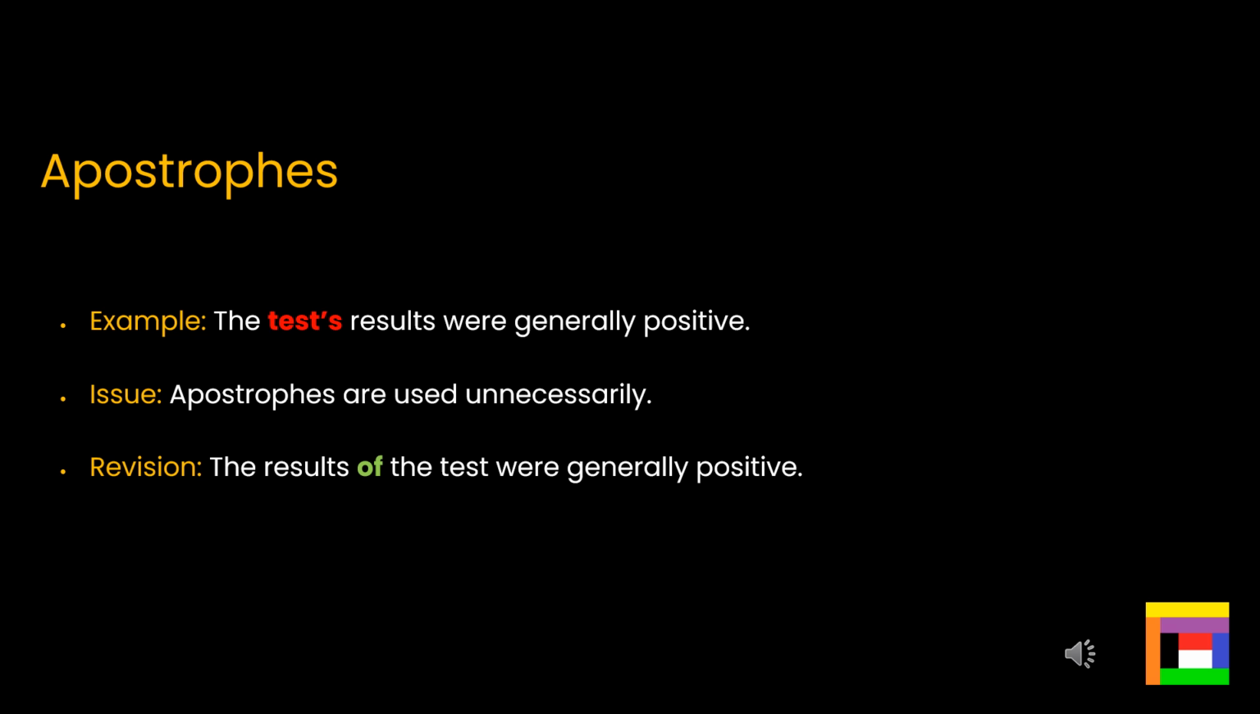And in this case, if we look at the example, the test's results were generally positive. Here it's showing possession, and in fact, we can just reverse the order of test and results. And rather than saying test's results, we can say the results of the test. In short, we can avoid apostrophes in almost all cases.